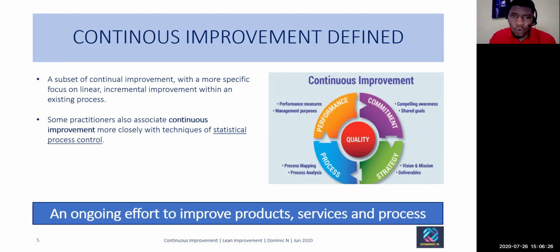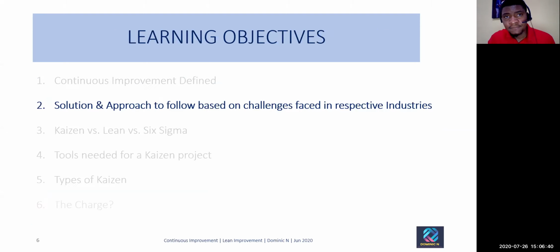But how do I see it? I see it as an ongoing effort to improve products, services and processes. Effort, ongoing, underlined. So it's continuous, it's every time. The little things that you do to make your system better, to make your products better, to make your process better. That's what I see continuous improvement as.